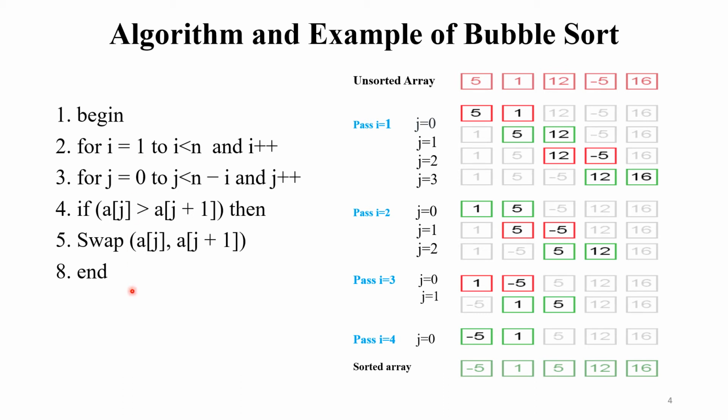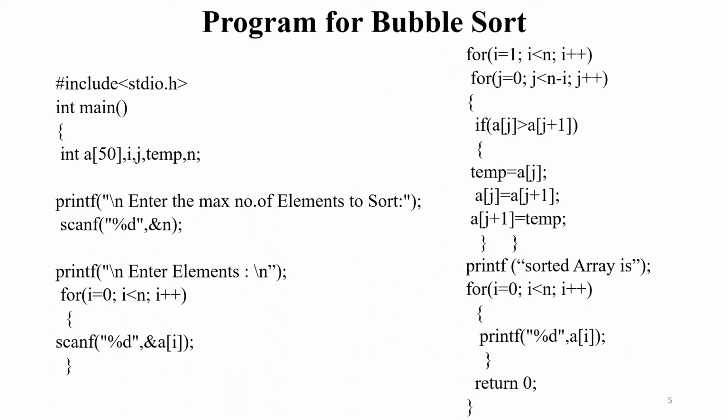So here our algorithm ended. In this bubble sort, we start comparing the first two values in each pass. See here, in each pass we start comparing two values from the first and second index. Okay.